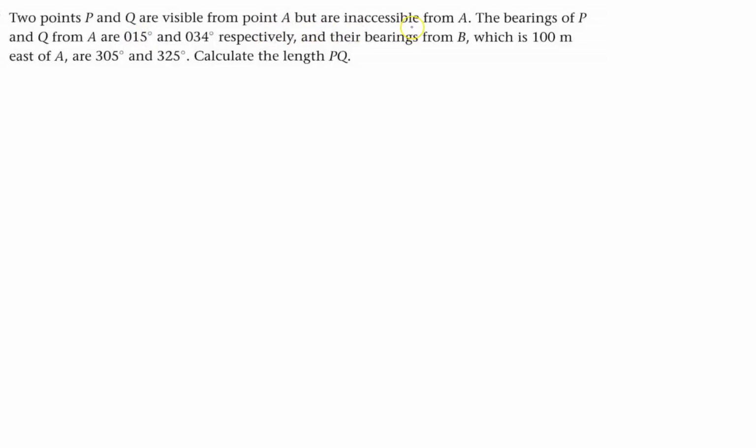Okay, it's going to be quite difficult to draw, but 2 points are visible from A, but not accessible. Bearings of P and Q from A, so I've got A here, and therefore I need a north line, and P is at 15 degrees, so that's P, and Q is at 34 degrees, so I'll put Q here at 34 degrees, so that's what I've got.